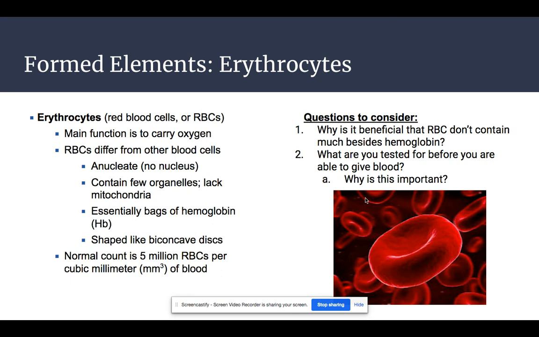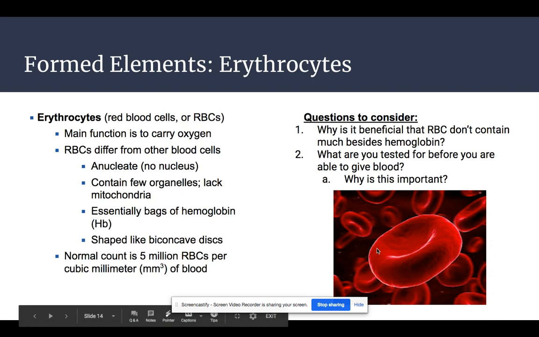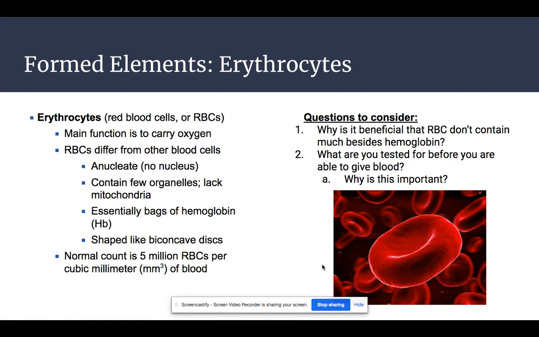And you can see in this picture here, they're kind of biconcave discs, so the center of the cell, it's not filled with organelles. It's not filled with a nucleus. So therefore, it allows for more surface area of the cell, which allows for more hemoglobin. And in general, there's about 5 million red blood cells per cubic millimeter of a sample of blood. So lots and lots of red blood cells.